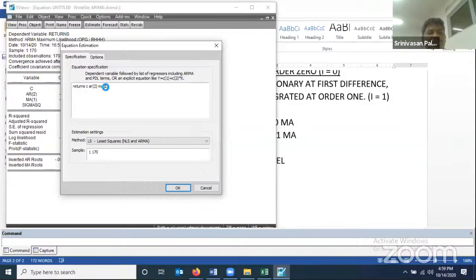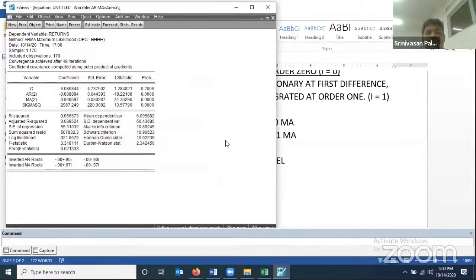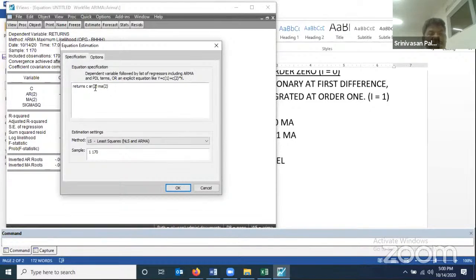I am going to change this to 2. Click OK. Wow, what is the answer here? Both are significant. Sir, once go back, how have you defined the return C? Return C means, see here, returns. I just changed this AR value to AR2 and MA. It's just trial and error to identify the parsimonious model.